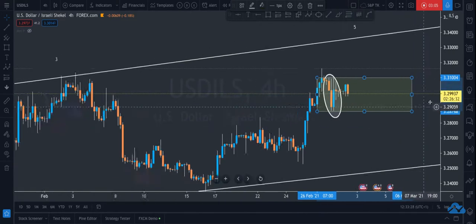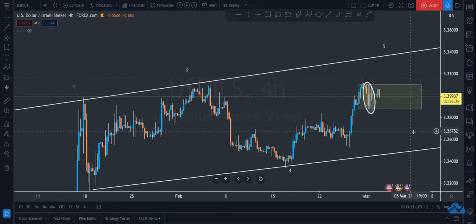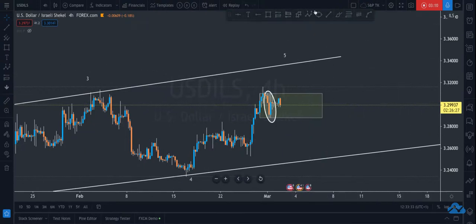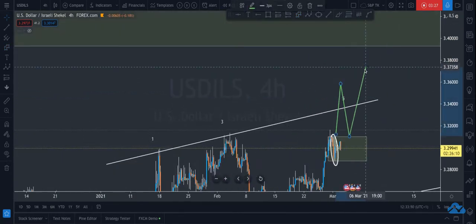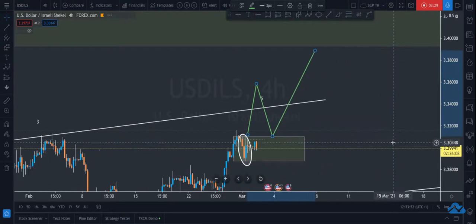So what we have to wait for is price to first, if you want, break the channel, okay, and then retest this structure, and then here we can go long, okay, until this area.